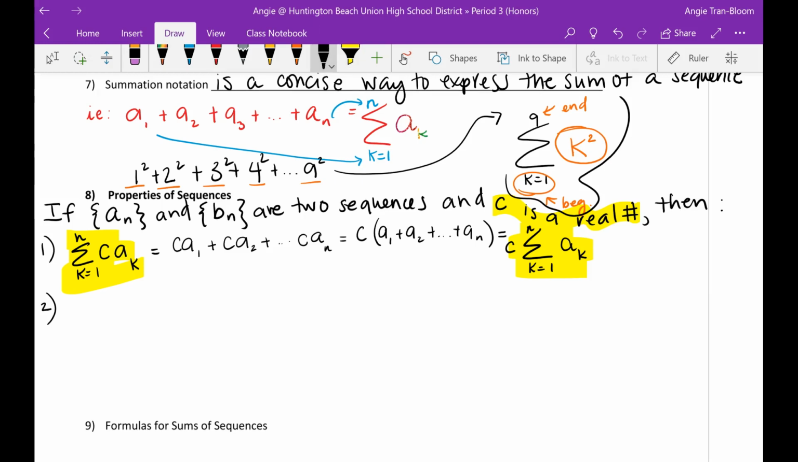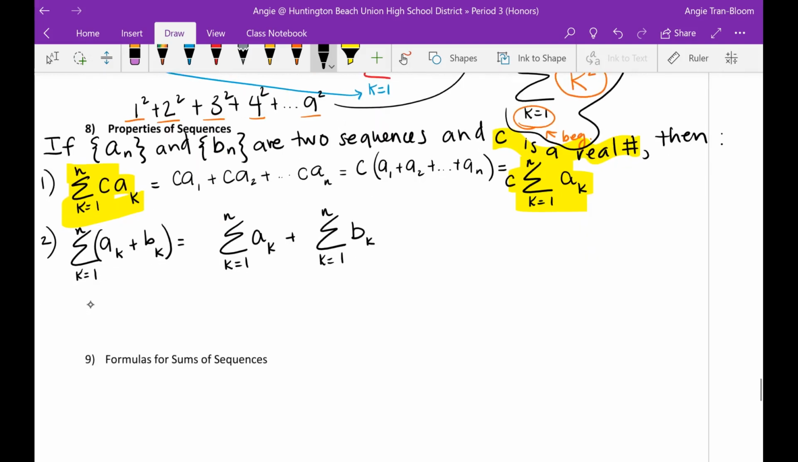2. The summation starting at K equals 1, ending at nth, of A subscript K plus B subscript K, okay, in quantity. Then this is the same exact thing as if I were to break it up as two summations. Okay, so it has this property. So these are the rules. If you have the summation of A subscript K plus B subscript K in quantity, then it's the same thing as I can break these out.